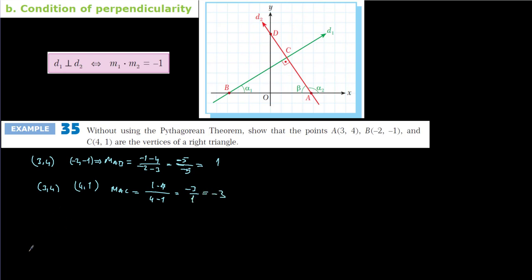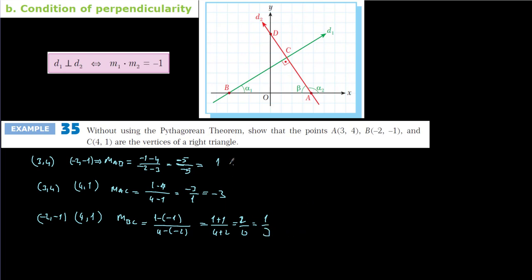And this is the last one, the slope of BC. I'm writing the points B and C: minus 2, minus 1, and 4 and 1. Then y2 minus y1 is 1 minus minus 1, which is 1 plus 1, divided by 4 minus minus 2, which is 4 plus 2. That is equal to 2 over 6, and that's equal to 1 over 3.